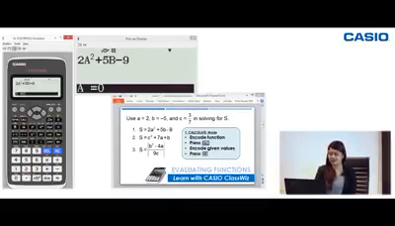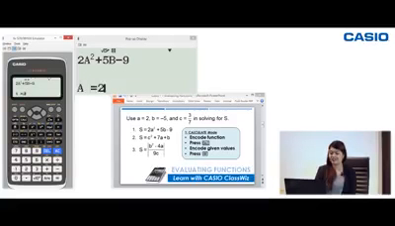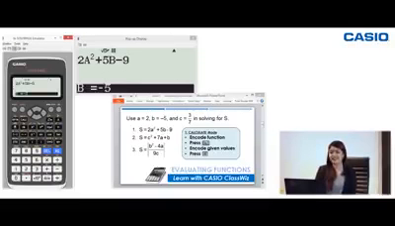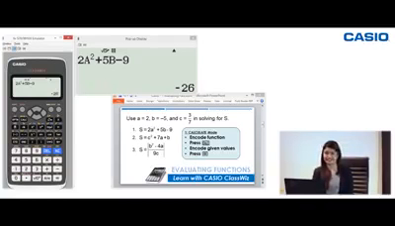Encode the given values. A is equal to 2, press equals. B is equal to -5. Again, press the equal sign. Pressing the equal sign again gives us the value -26.